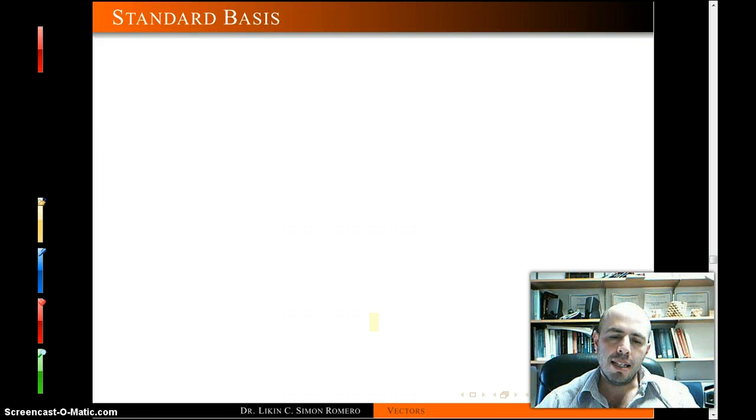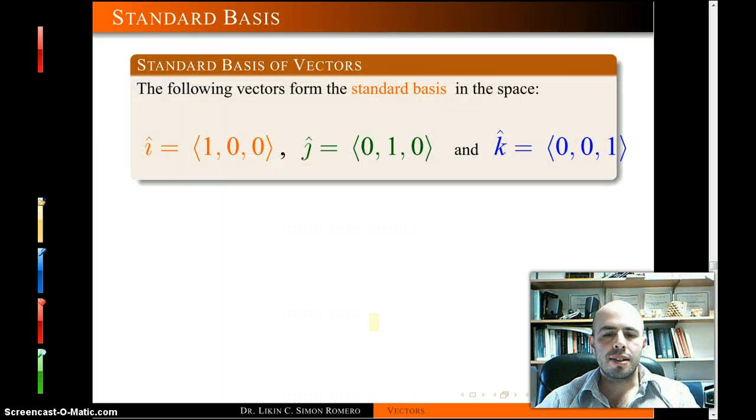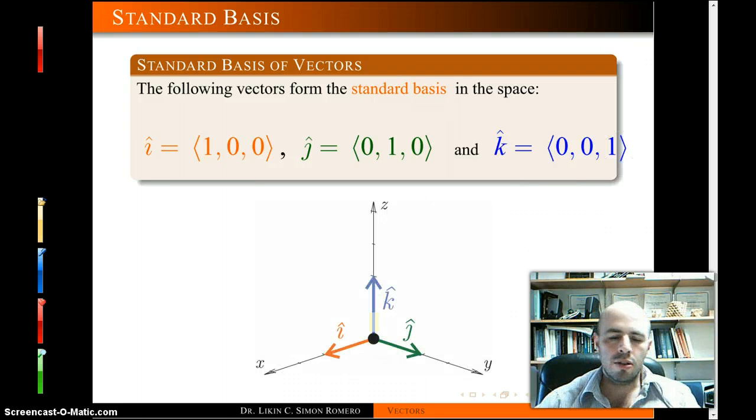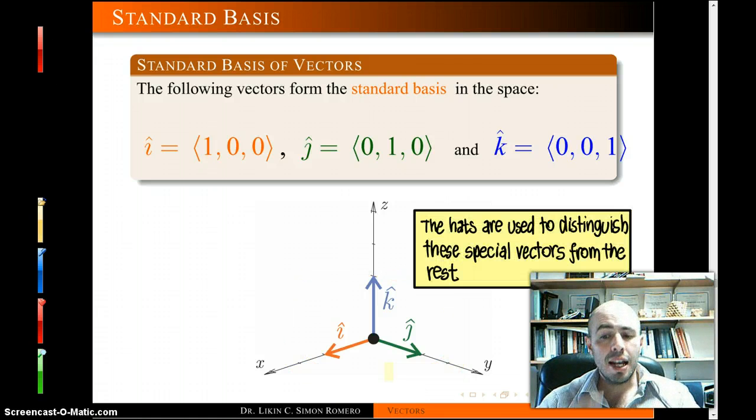The standard basis. The following vectors form the standard basis in the space. They are vectors that move one unit in the direction of a coordinate axis. Here we have a picture of the unit vectors. i moves one in the x-axis, j one in the y-axis, and k one in the z-axis. The hats are used to distinguish these special vectors from the rest.